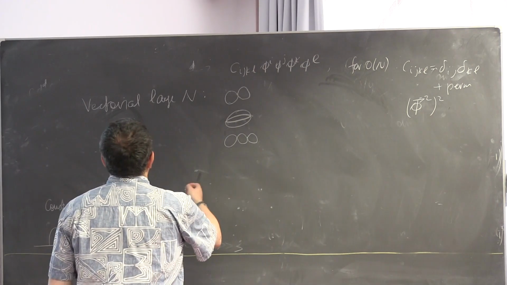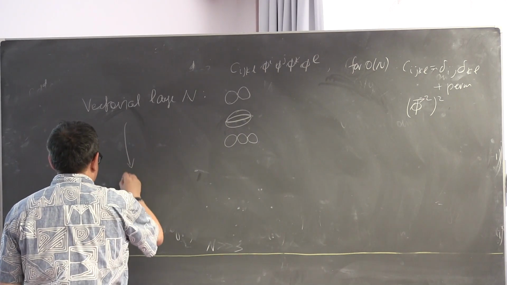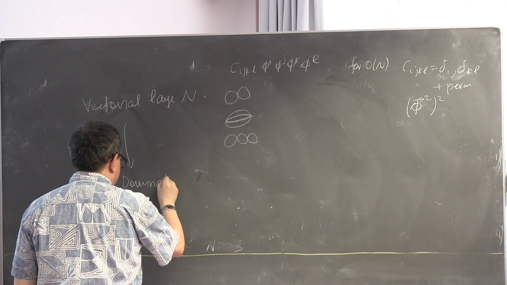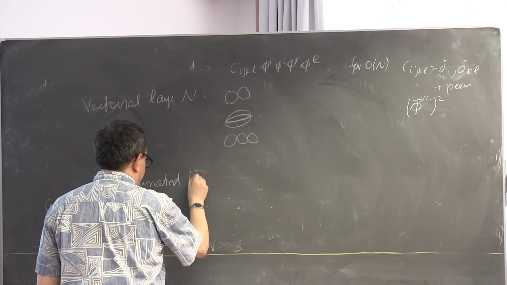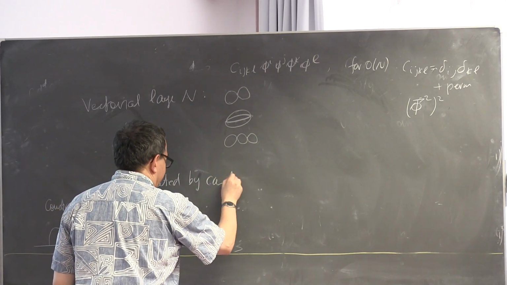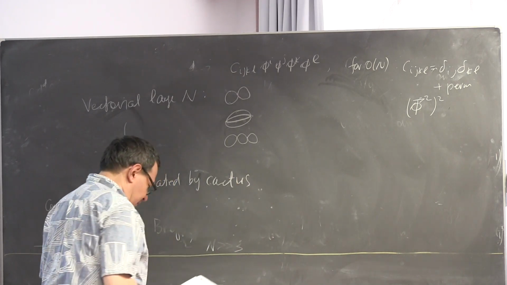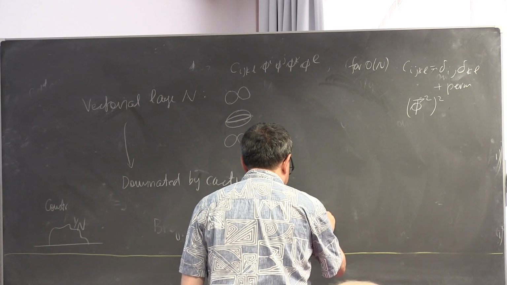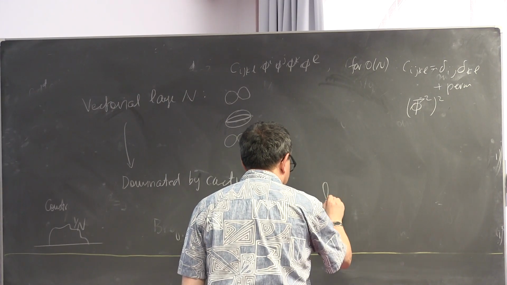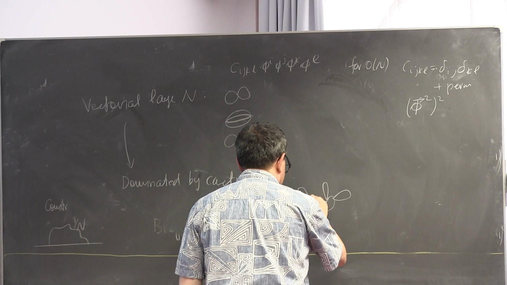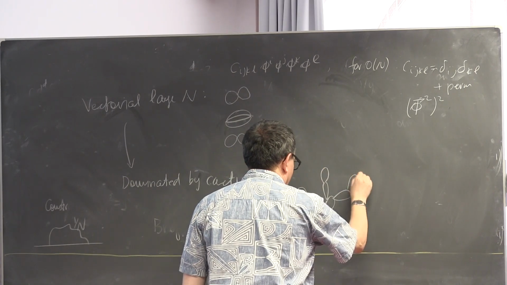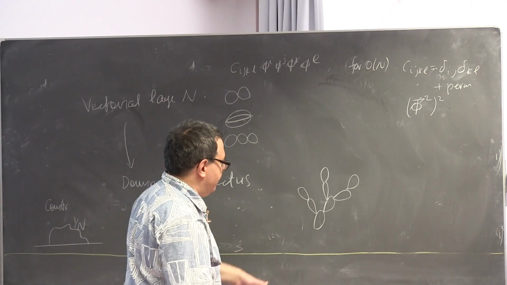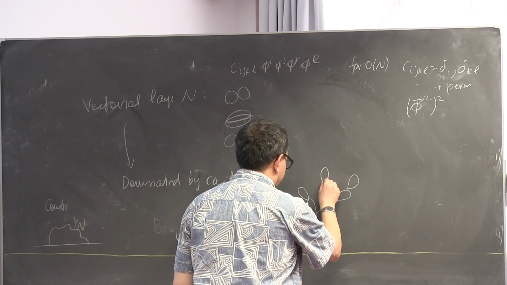But here, everything is dominated by a very small subclass of diagrams called cactus diagrams. I think there are various colorful names, but one of them is cactus diagrams, where you just grow these things only in this way. So each of these is just a phi^4 vertex.